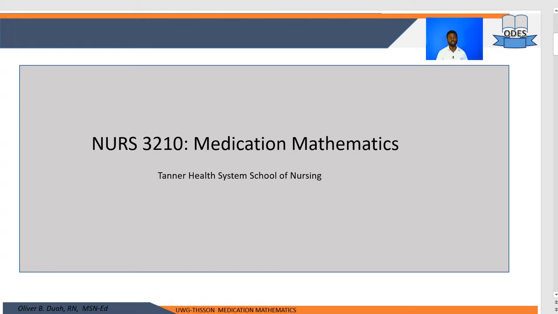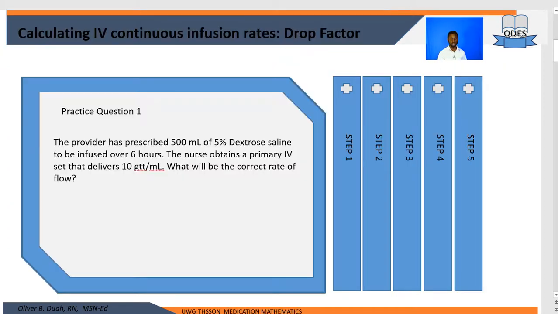In today's session, we are going to continue our discussion on how to calculate flow rates. Today's presentation will be focused on calculating the flow rate in GTT per minute, or drops per minute, using the drop factor. Remember that we said to be able to calculate the drops per minute flow rate, we have to have the drop factor. Let's begin by solving a sample question.